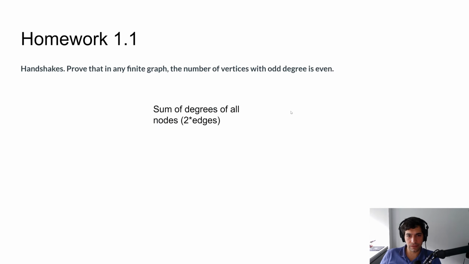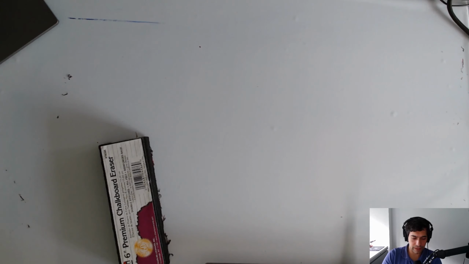So I'm going to start by thinking about the sum of the degrees of all nodes. I'm going to look at all the nodes we have, and sum up the degree of all of those. And eventually I'm going to get to the argument that we want up here. So the sum of degrees of all nodes, I am going to say that this is actually an even number, and in fact it's exactly 2 times the number of edges. Now, how do I know that? Well, let's take a look at an example.